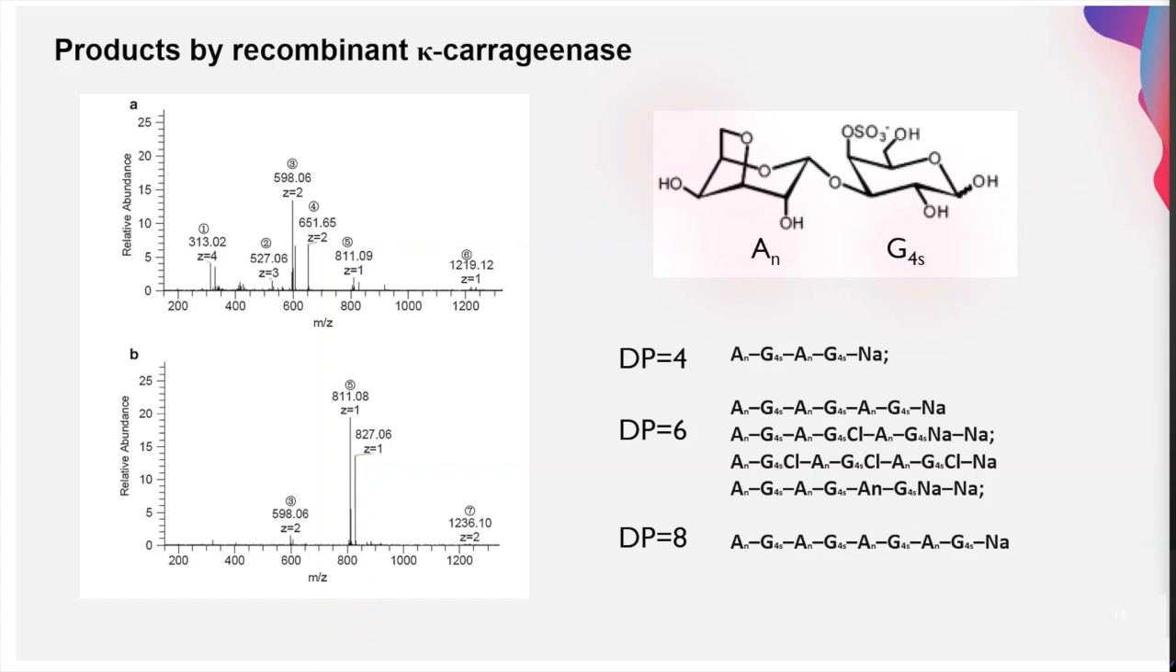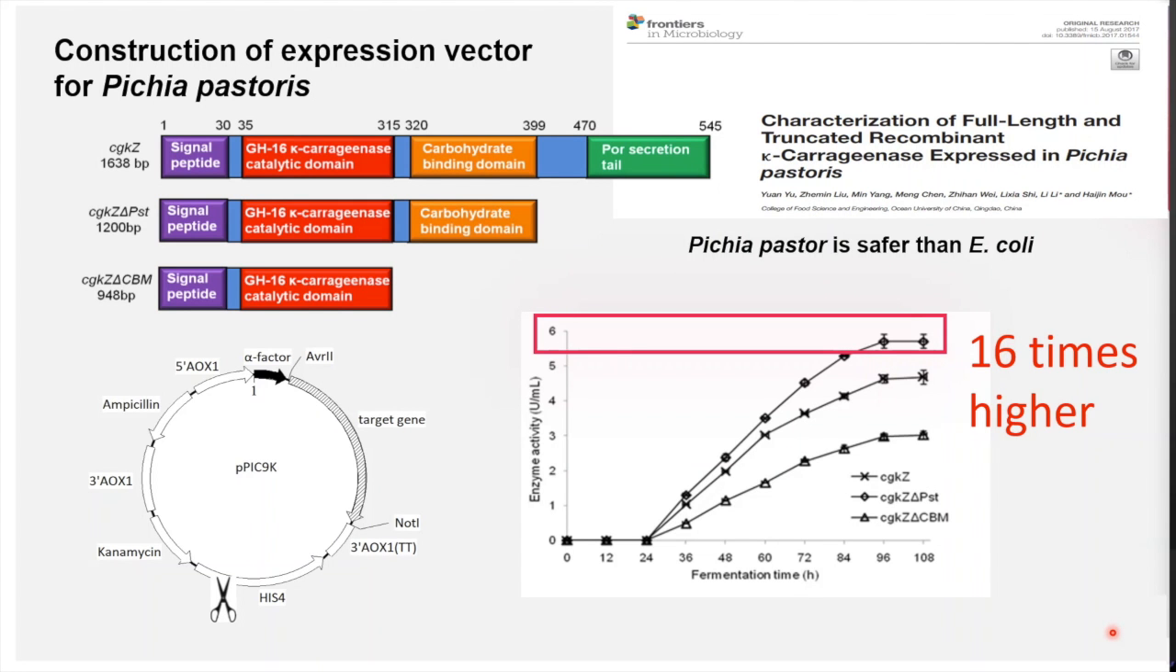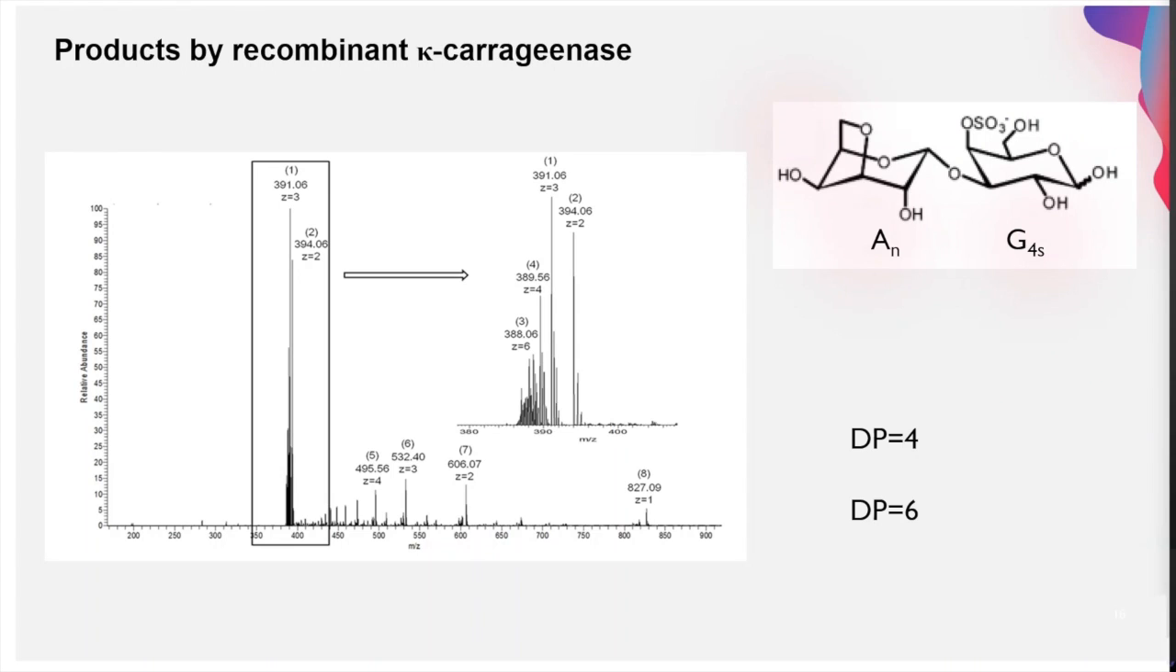For further application of the enzyme, the gene was then expressed in Pichia pastoris. Pichia pastoris is a kind of yeast which is considered a safer host than E. coli. After optimization, the enzyme activity of the recombinant kappa carrageenase was 16 times higher than that of the natural strain. And the main products were DP4 and DP6.